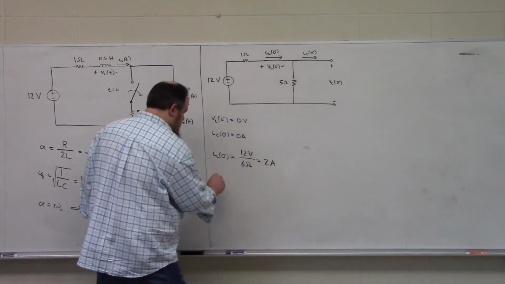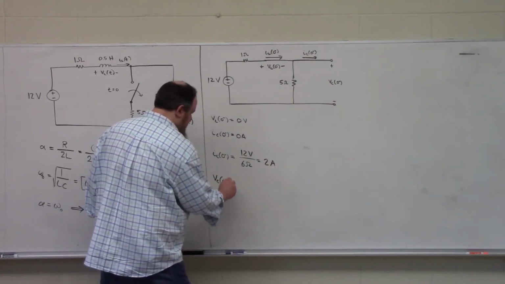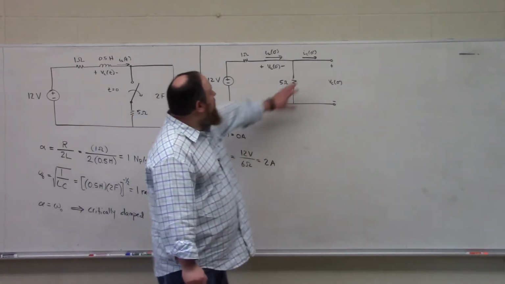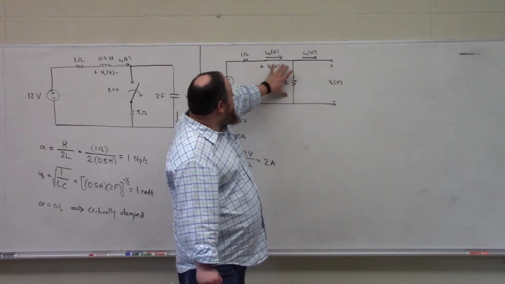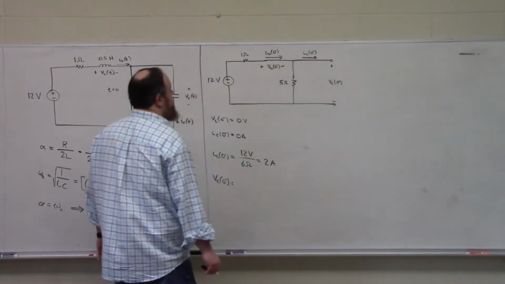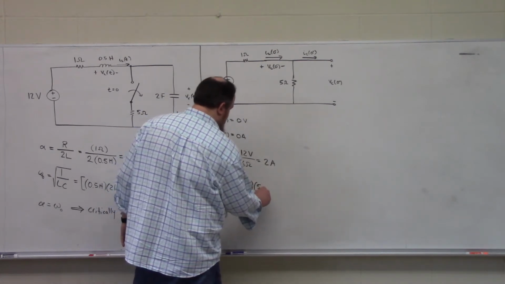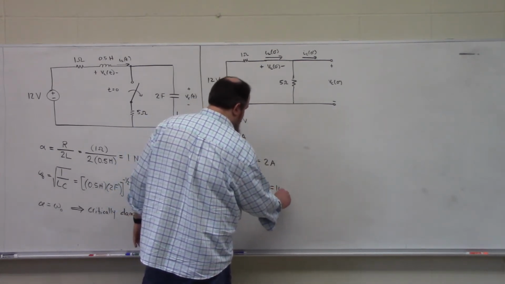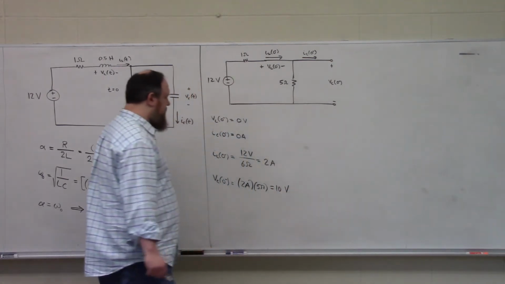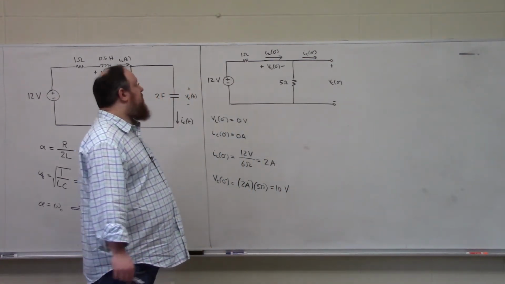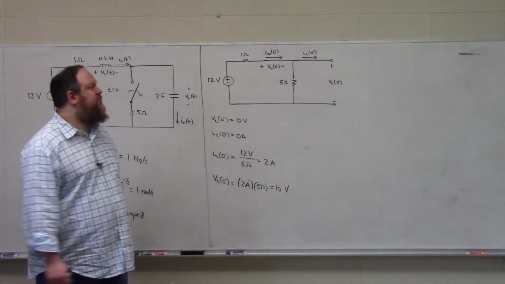And for our capacitor voltage, VC at 0 minus, the capacitor voltage is the same as the voltage drop over the 5 ohm resistor. So that's going to be 2 amps times 5 ohms, which gives us 10 volts. So this is the result of our circuit analysis at t is equal to 0 minus.